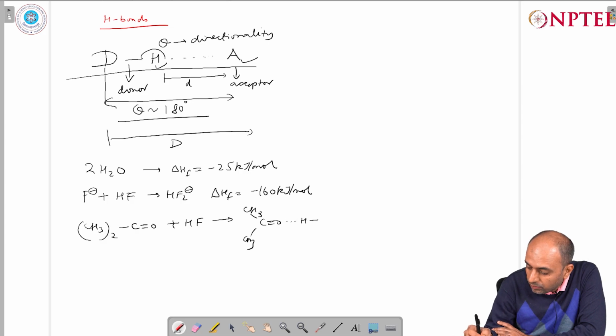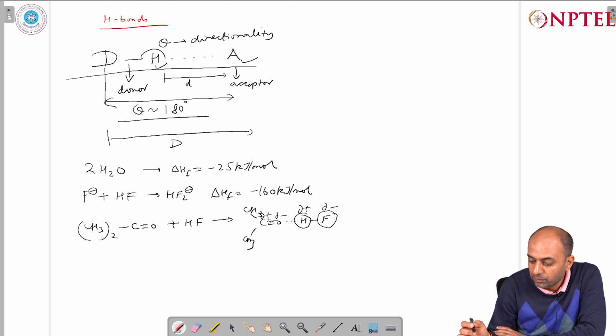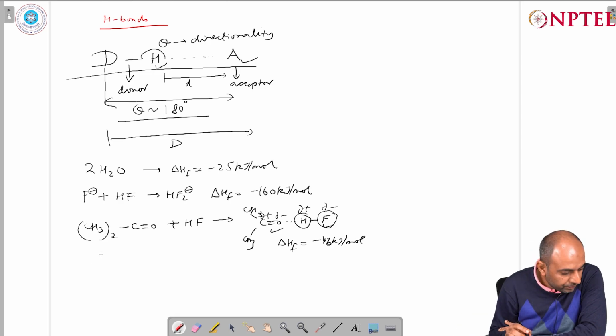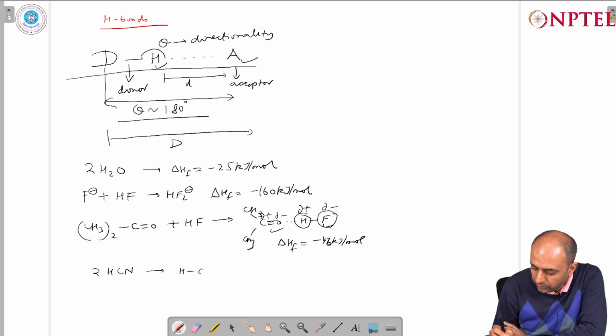where hydrogen is the most electropositive atom and fluorine is the most electronegative atom. There is a permanent dipole, and this dipole interacts with the carbonyl dipole. So there is a strong hydrogen bond between the fluorine and the oxygen electronegative atoms. This process is favored by an enthalpy change of minus 46 kilojoule per mole. And we can also consider the association between two HCN molecules in the following way.